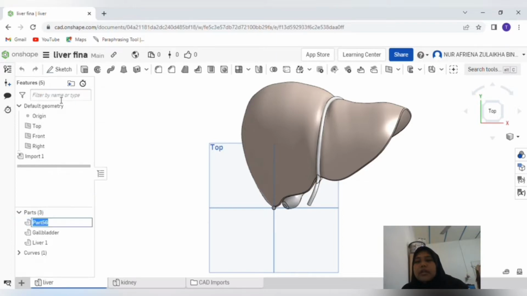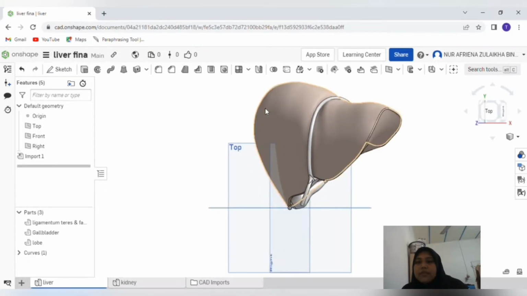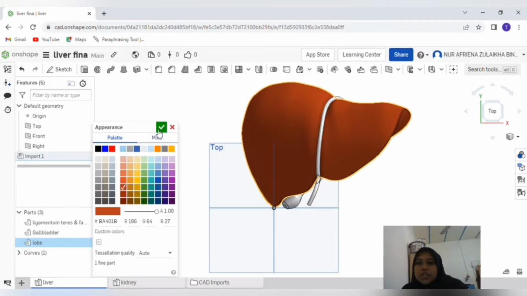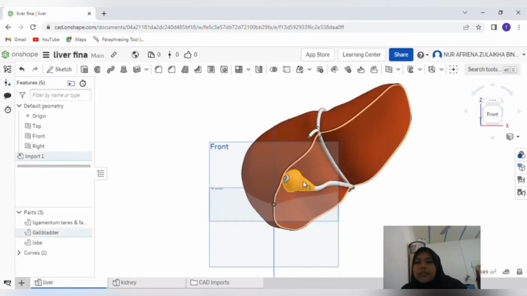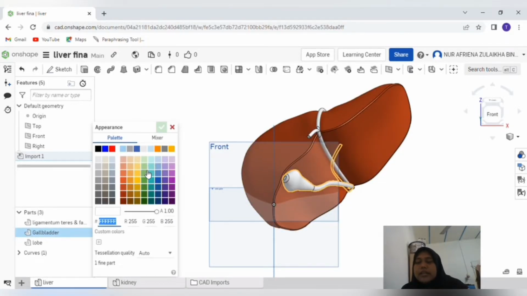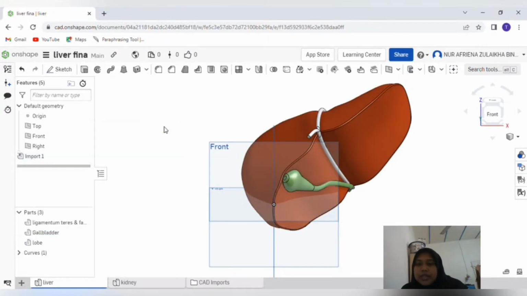I want to rename it as lobe. Okay, enter. So the lobe of the liver is in red color, so I choose the red one. Click right. So this is the gallbladder. The color of the gallbladder is light green. Okay, click right.